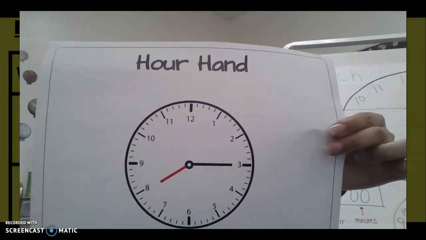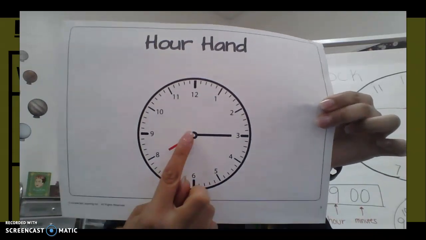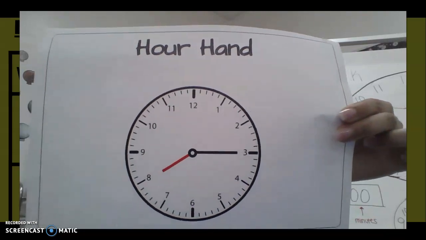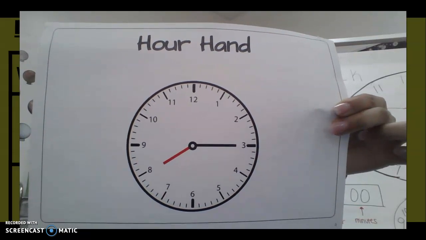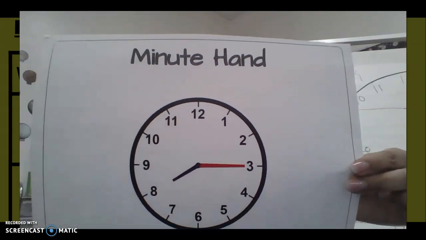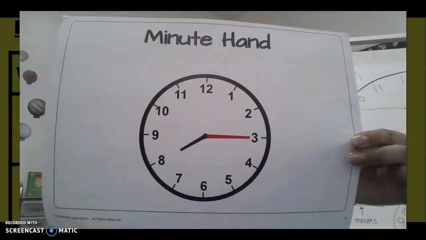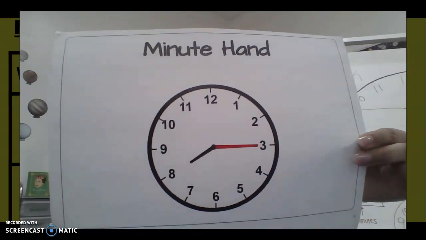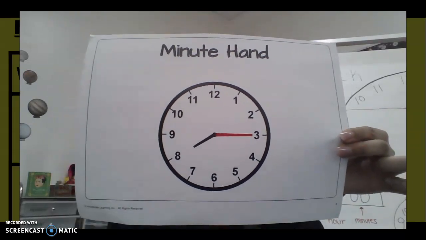Hour hand. Where is the hour hand? Good job. It's this short red one right here. So the hour hand is the shortest hand. Good job. Now the minute hand. Oops. The minute hand. So where is the minute hand on this page? Good job. It's the long red one. So the minute hand is the longest hand. Yes.